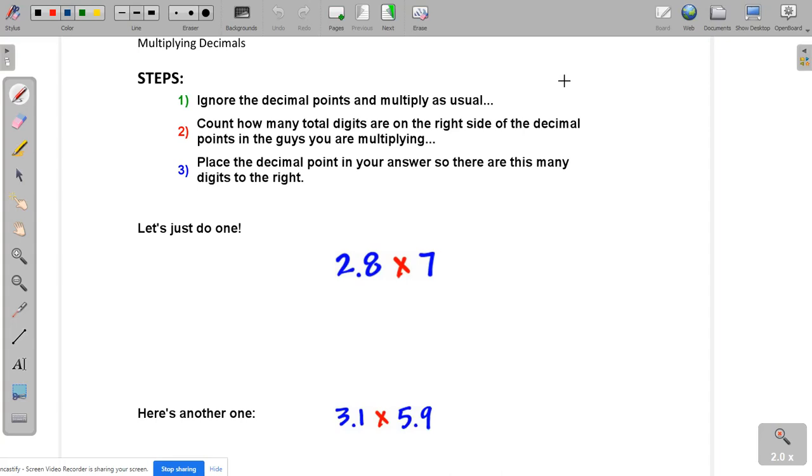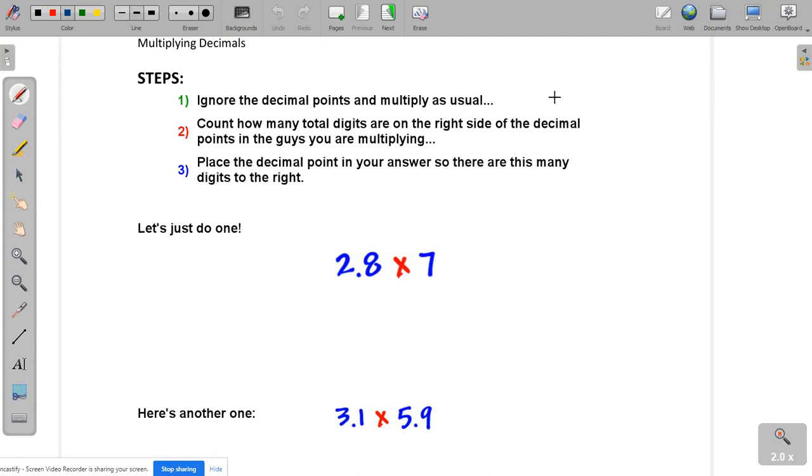Today we are going to be looking at multiplying and dividing decimals. So the first thing we're going to do is look at multiplying. The steps are to ignore the decimal places and just multiply like we would. Then we count to see how many total digits are on the right side of the decimal point, and we move our final answer's decimal all the way over that many spots. So let's look at some examples.